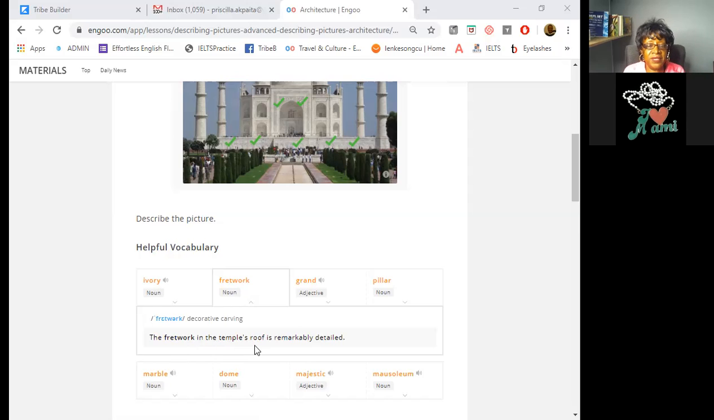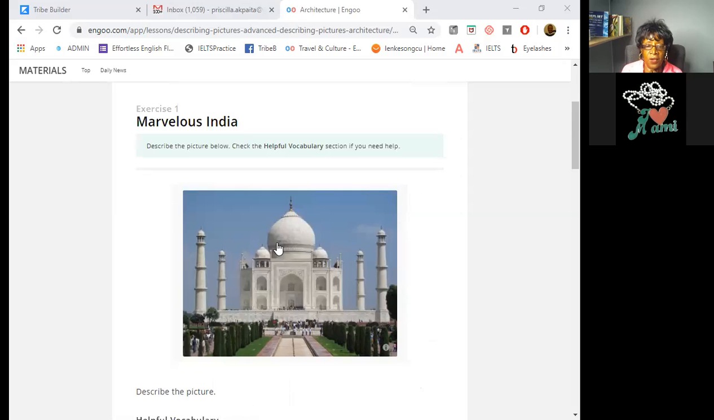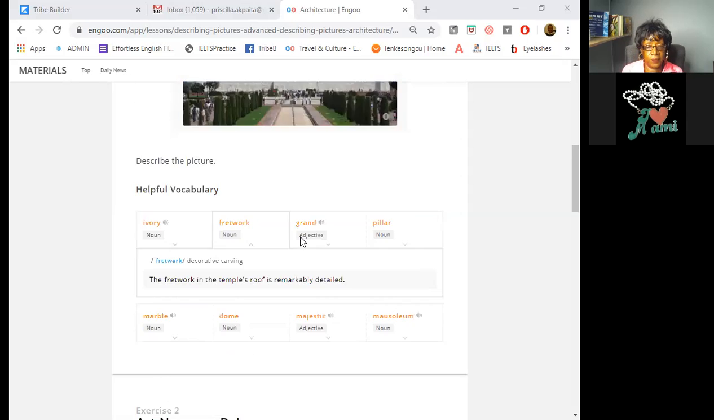The fretwork in the temple's roof is remarkably detailed. Okay. Can you read that for me? Yeah. The fretwork in the temple is remarkably detailed. Perfect. It's remarkably detailed. So all of these details is what they call fretwork.